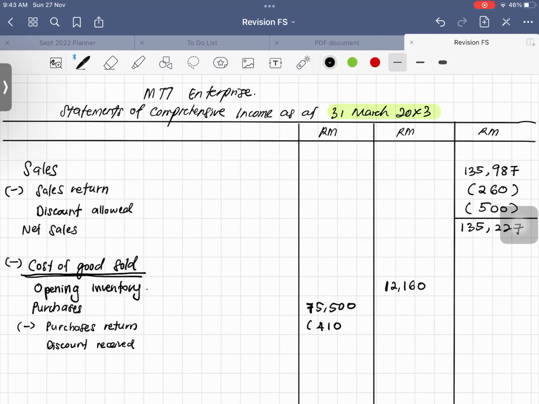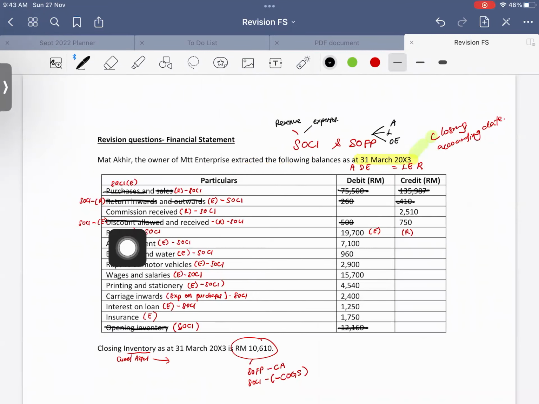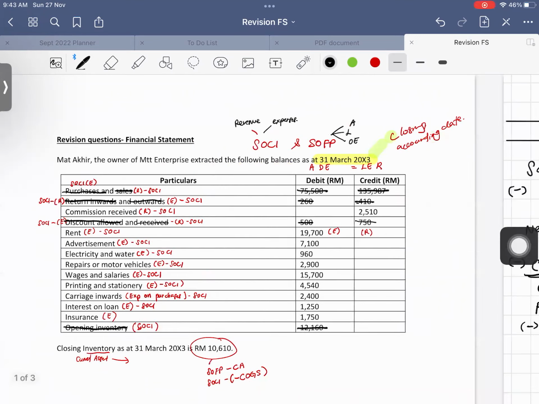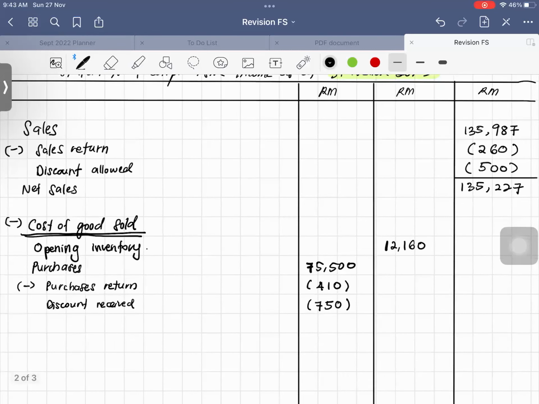So remember to put a bracket. Bracket means minus. And then we need to find how much your discount received is. At the trial balance, discount received is here. Earlier, discount allowed and discount received, that's the 750. So cross this over, 750, because we need to transfer 750 here. Minus, we still need to minus it. So put a bracket. Right? Then only these two need to be minused from our purchases value.